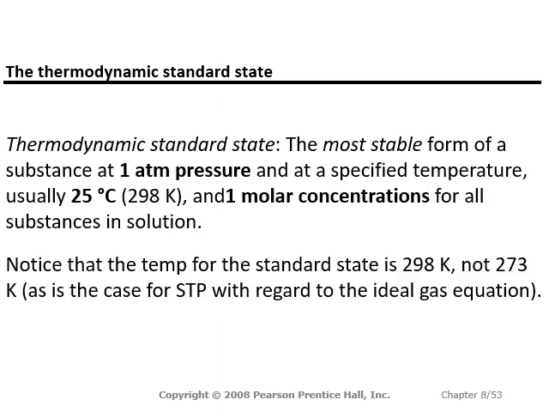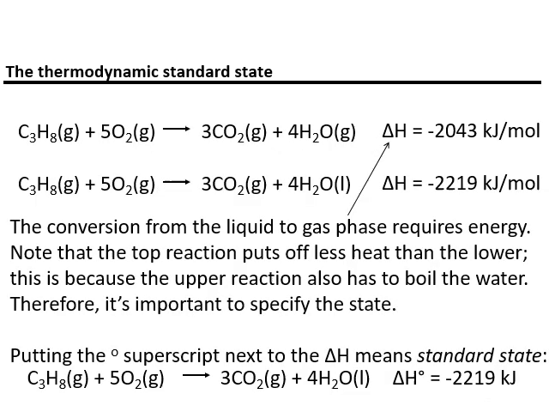So the most stable form of a substance when you're at room temperature, 25 degrees centigrade, which is about 77 degrees Fahrenheit, which we're considering to be room temperature, and 1 molar concentrations. There should be a space right there. So the thermodynamic standard state is just defined this way, as we said before. Next slide. So here we have a picture of 2 different things happening.